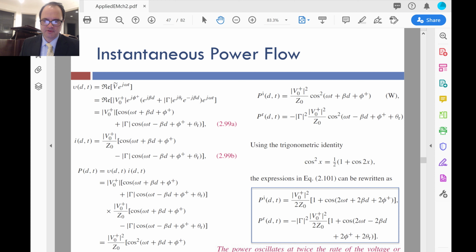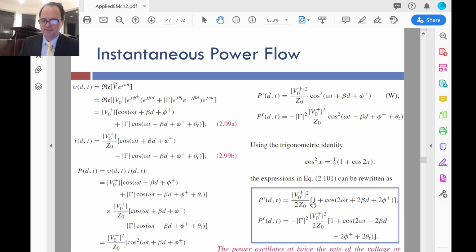So we can then label those two terms separately. This is the incident power with the plus beta d, and this is the reflected power with minus beta d. Okay, so we can use some trigonometry identities to change this cosine squared into a cosine and a DC term, a term that's steady state or constant, and we get this. Incident power is equal to a coefficient out in front, multiplied by 1, and then multiplied by this time-dependent term.